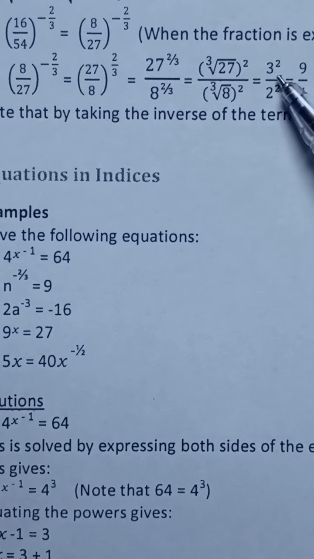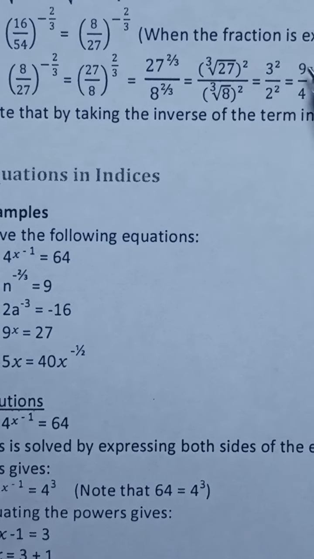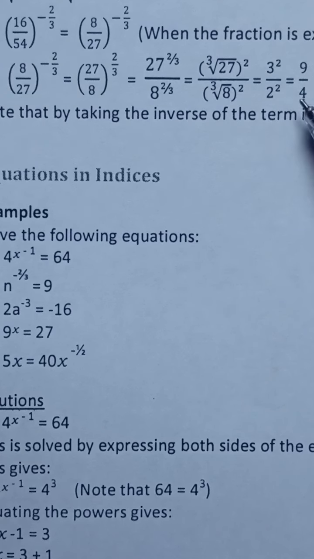That gives us 2. So 3 squared is 9, and 2 squared is 4. So that gives us the final answer as 9 over 4.